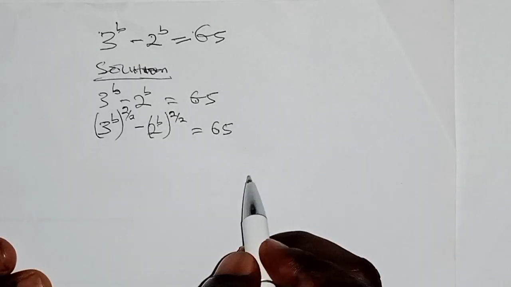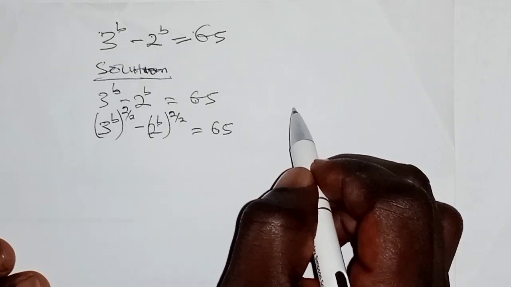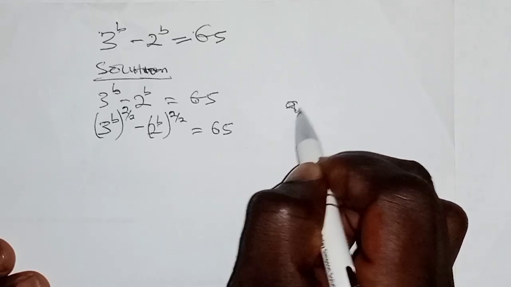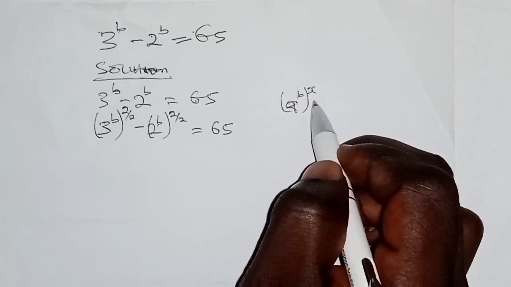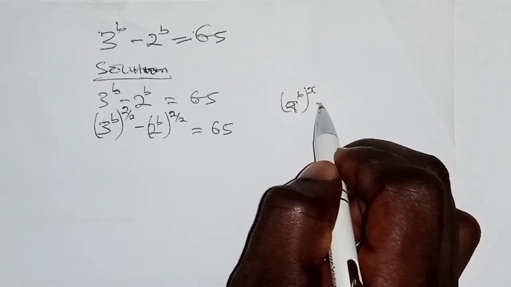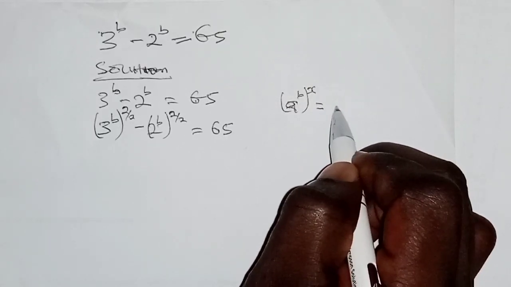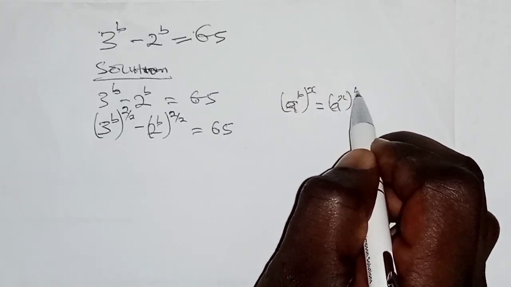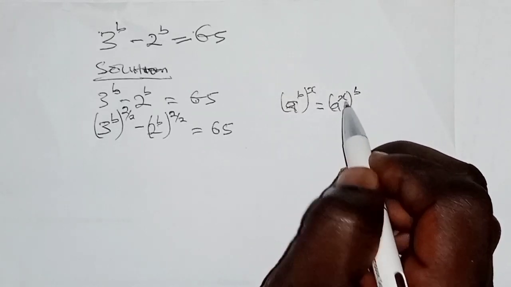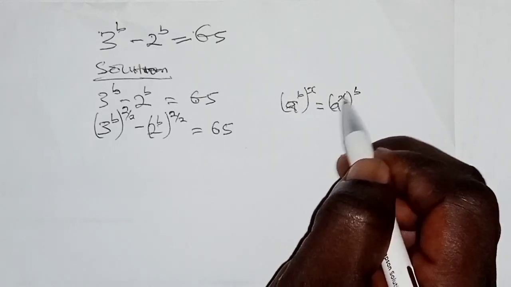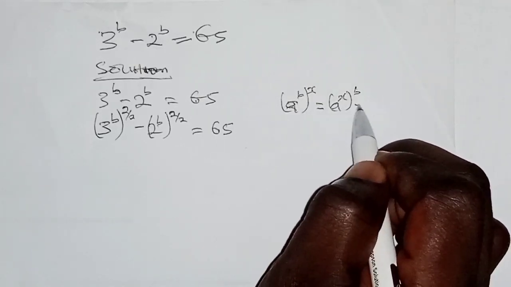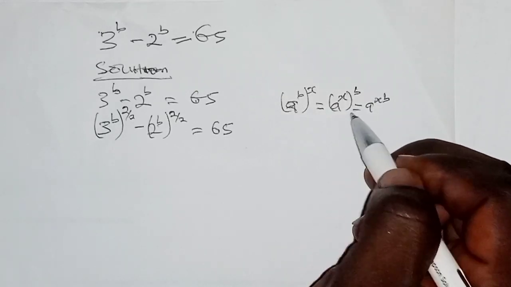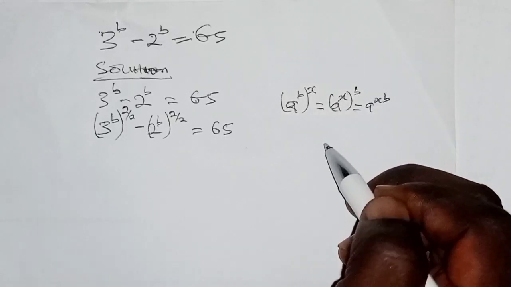Now I want to use a property which is the power law, which basically says that if you have a raised to the power b and also raised to the power x, you can also write this as a raised to the power x, brackets b. That is, you can exchange the powers, or write all of them together. This is one of the laws of indices which I'm going to be using here.